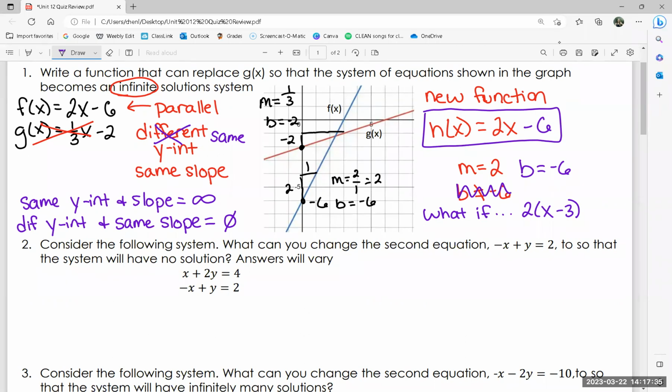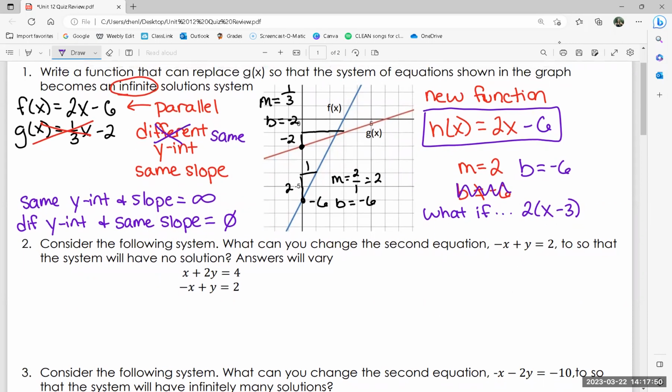I'm really sorry about that confusion, but it led to a good discussion. If the question wants no solution, you want a different y-intercept, same slope, and you can pick whatever. If you want infinitely many solutions, we want the same y-intercept and same slope. So that was this note over here.